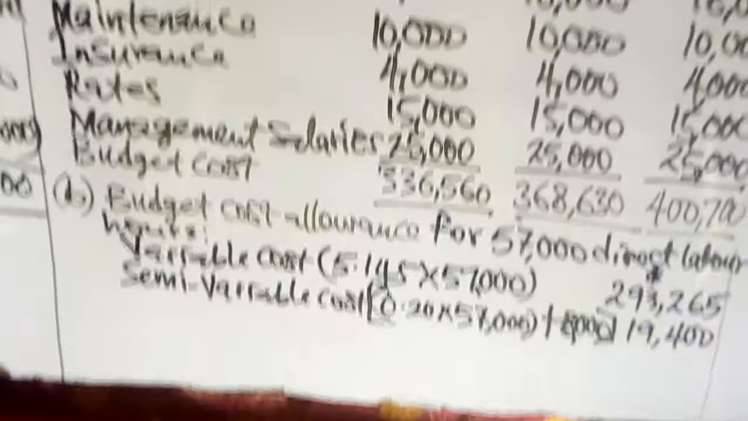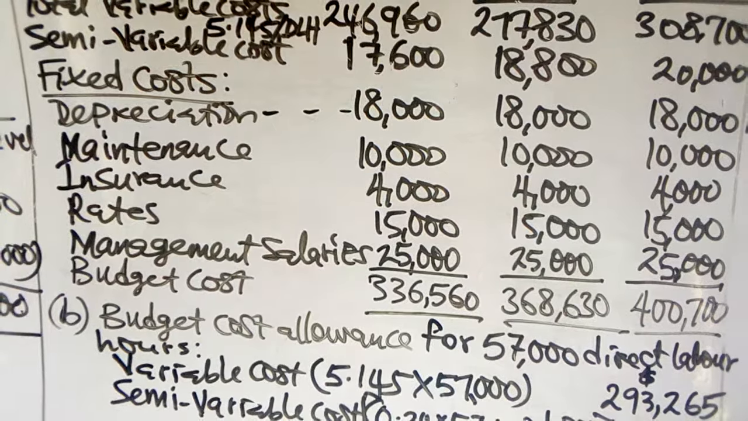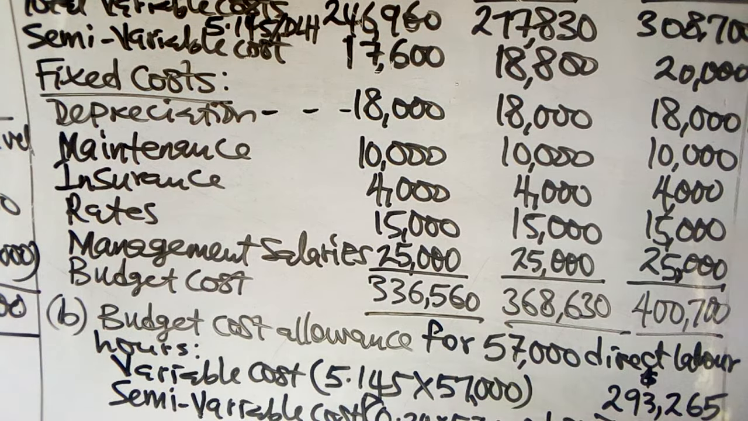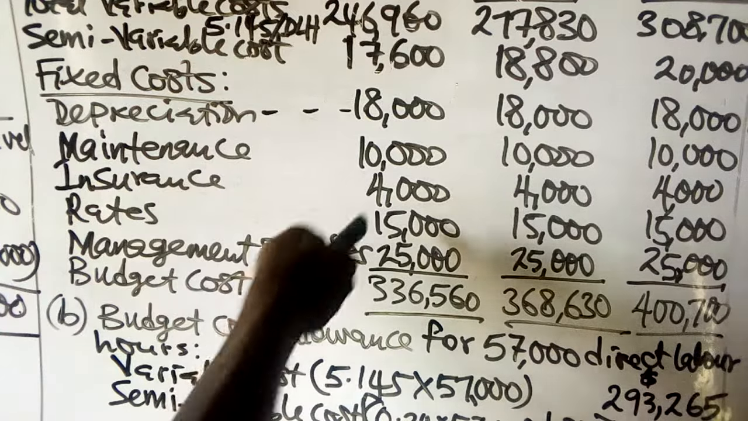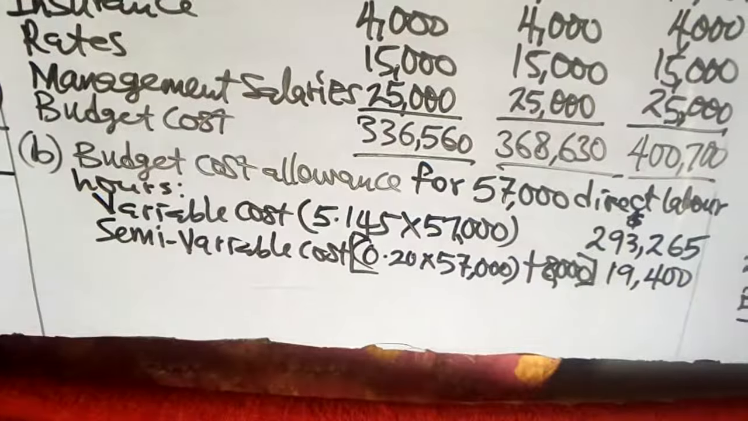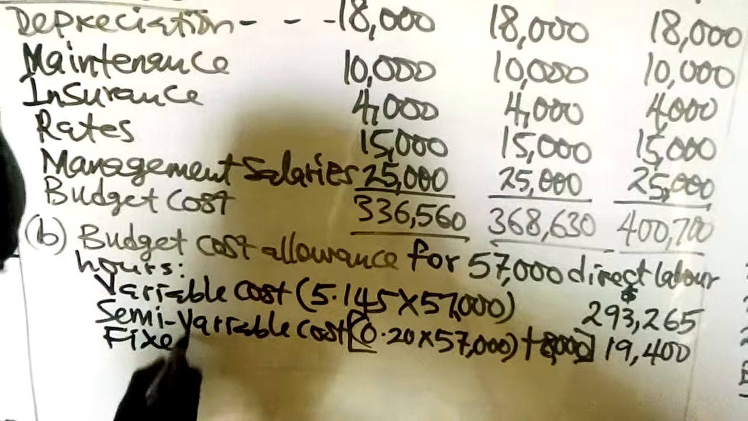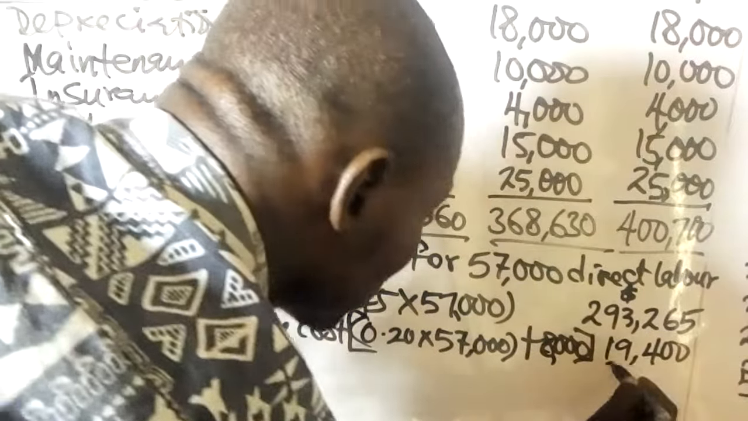After that, we have the fixed cost. Our fixed cost comprises depreciation of 18,000, plus maintenance of 10,000, plus 4,000 insurance, plus 15,000 rates, plus management salaries of 25,000. Our total fixed cost is 72,000.